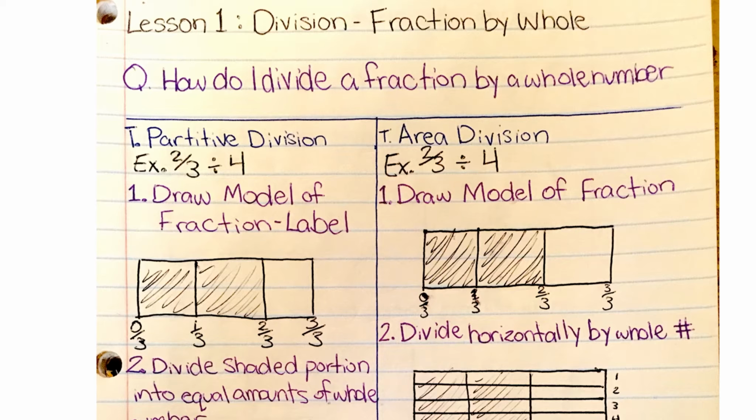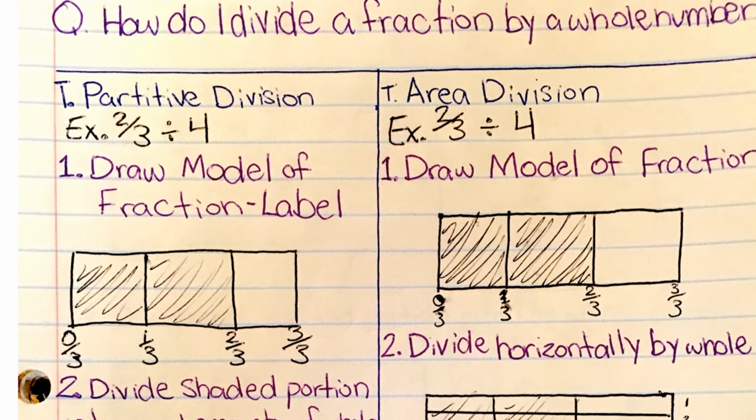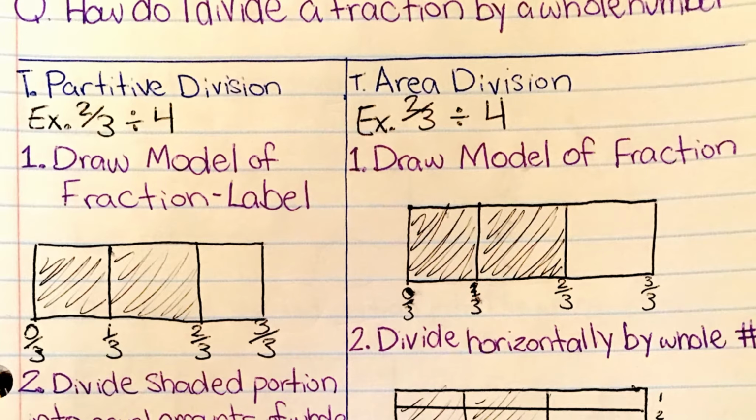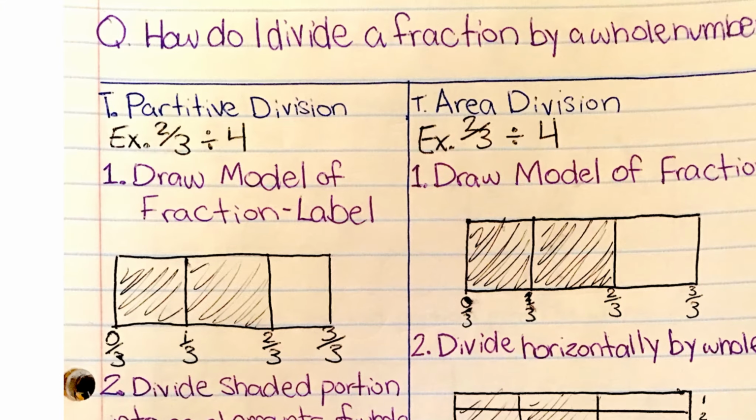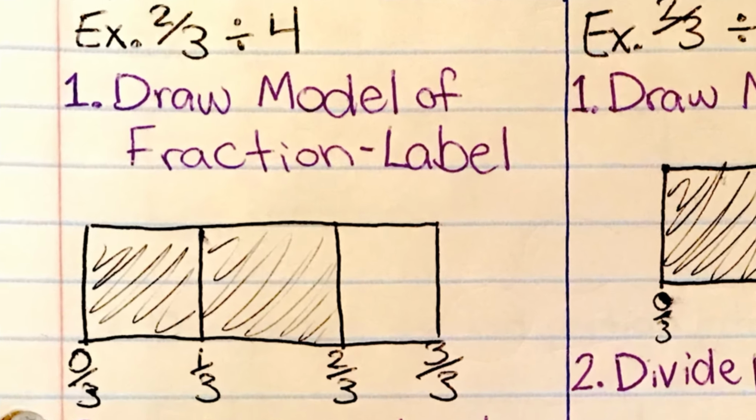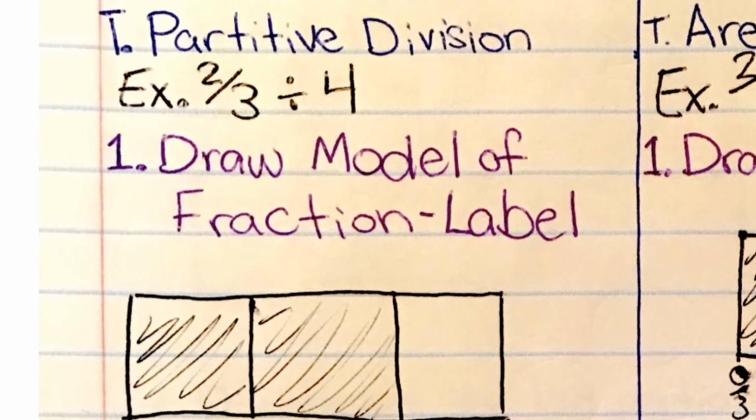And there's two main methods that we're going to look at in our notes today. The first one is here on the left side, and it is called partitive division, and the second one we're going to look at is on the right side called area division. Those names you don't really necessarily need to memorize right away, but that's what we're going to take a look at today. So let's take a look at our first column first, the partitive division.